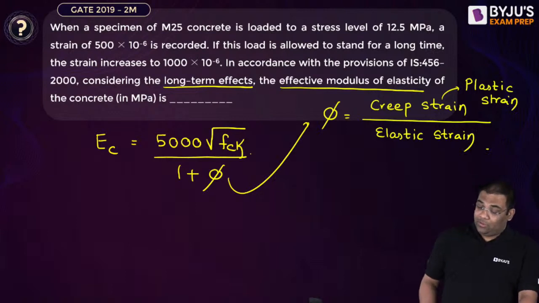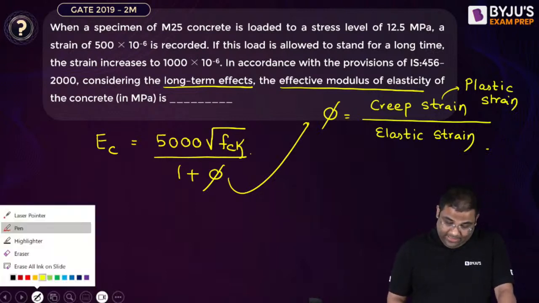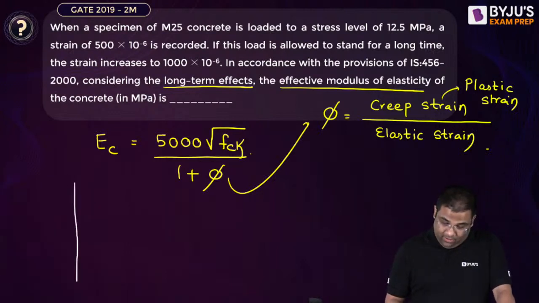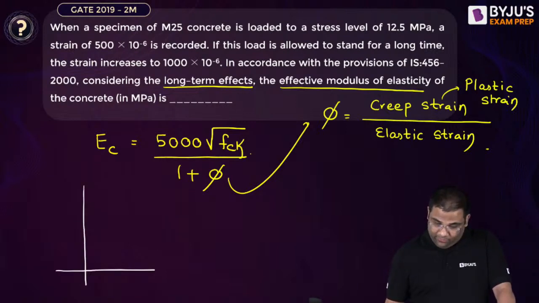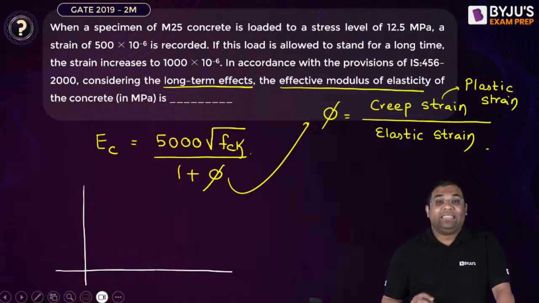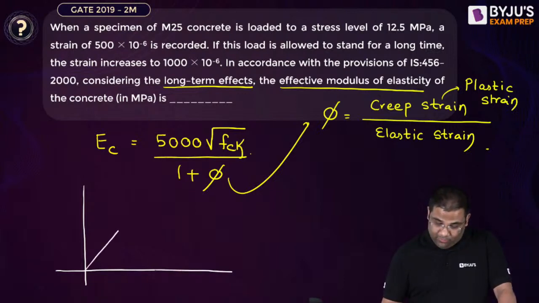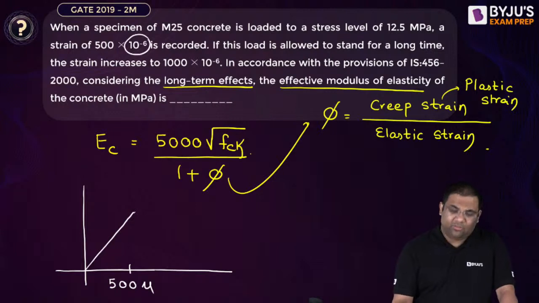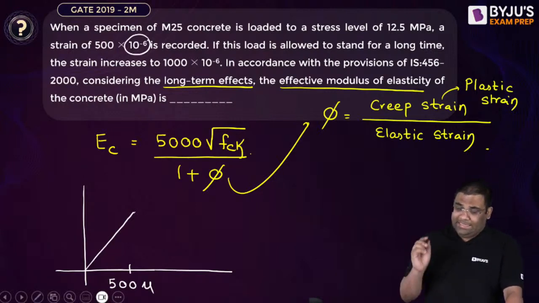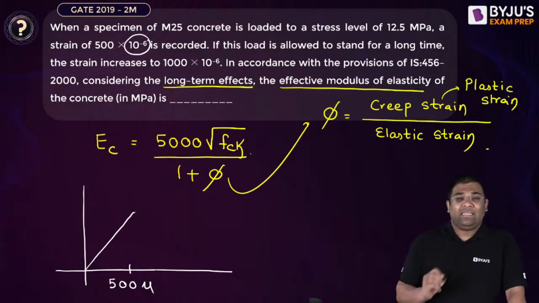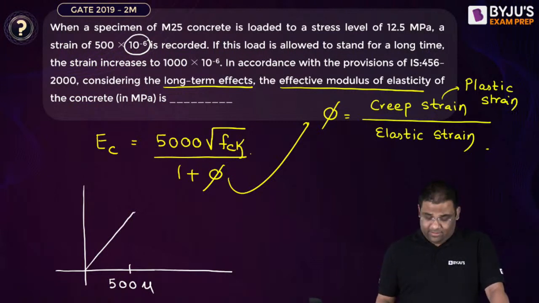Okay, so now you see what is given. It is given that a specimen of RCC was loaded to a stress level of 12.5 and the initial strain was noted as how much? The initial strain was noted as 500 micron, 10 to the power minus 6 means micron, right? So the initial strain is the elastic strain, right?